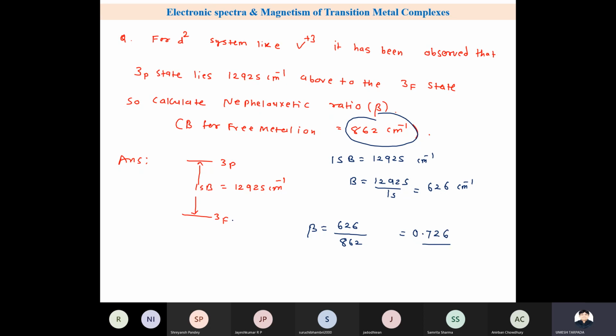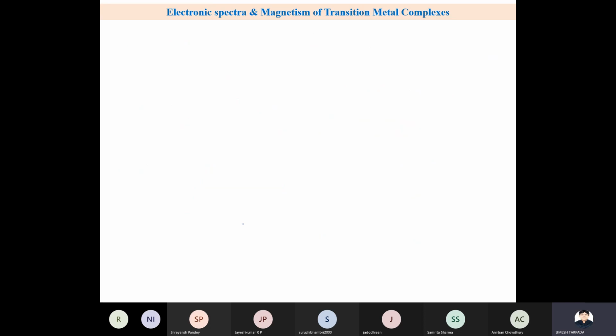Now similarly, another system is d3 and d8, especially the nickel system. What happens in this case? In the case of d3 and d8, here it is triplet F and here it is triplet P. So again this energy gap is 15B.